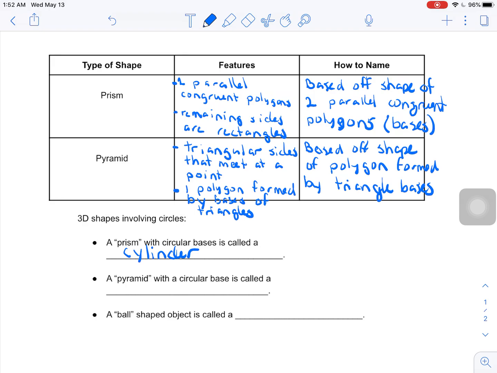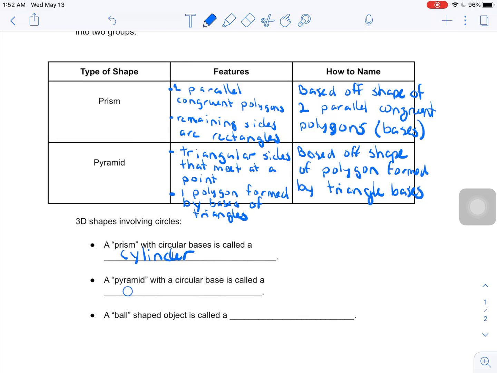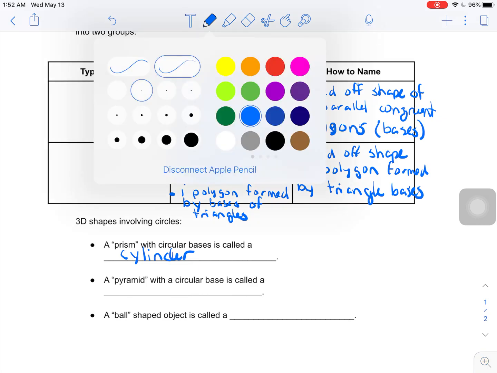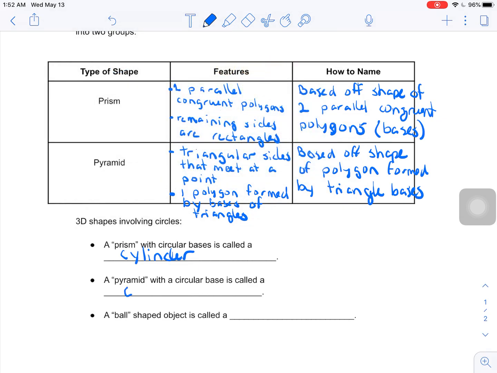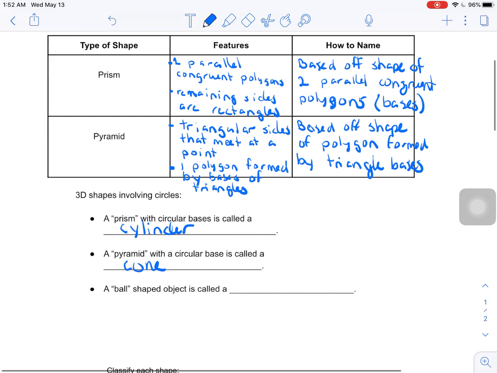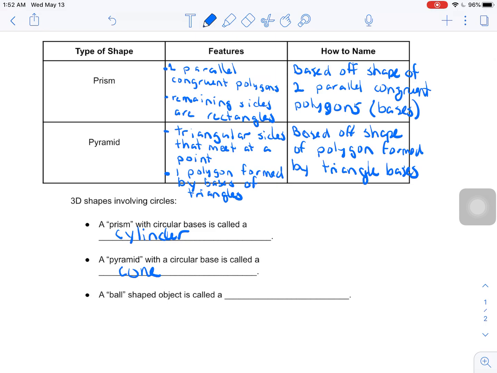If I take a pyramid, so if you think about a pyramid, but making that bottom base circular, then we get a cone. I mean, literally, if you think of what an ice cream cone looks like, an ice cream cone is called a cone because it's literally cone shaped. So if you think of a waffle cone, waffle cones are actually cone shaped.